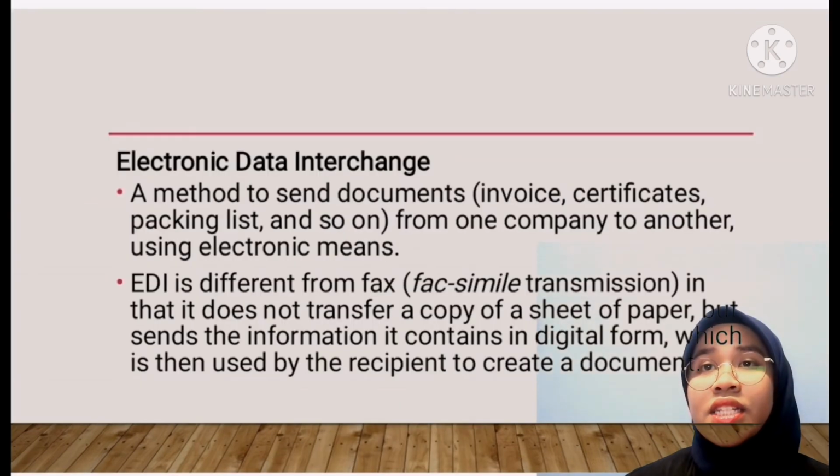Electronic data interchange is a method to send documents such as invoices, certificates, packing lists, and so on from one company to another using electronic means. EDI is different from fax in that it does not transfer a copy of a sheet like paper, but it sends the information contained in digital form, which is used by the recipient to create a document.